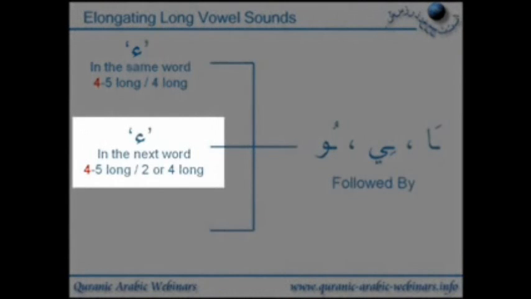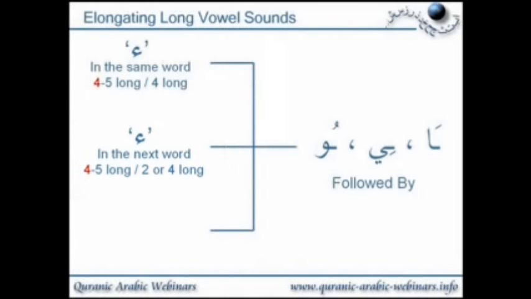The second rule is if any of the long vowels are followed by a Hamza, and the Hamza is actually in the next word, i.e. it's the first letter of the next word, then you pronounce it either 4 to 5 long, or in some books they'll say 2 or 4 long. So again, if you stick to the 4 long, you'll be safe.